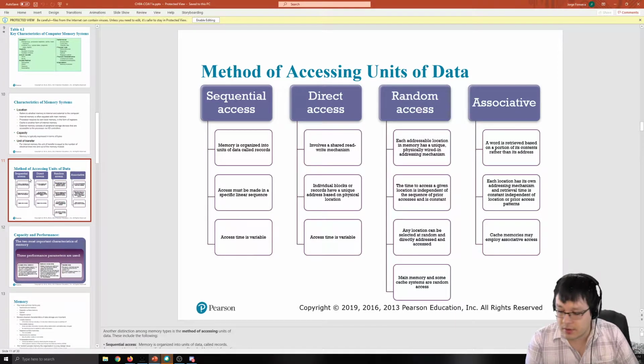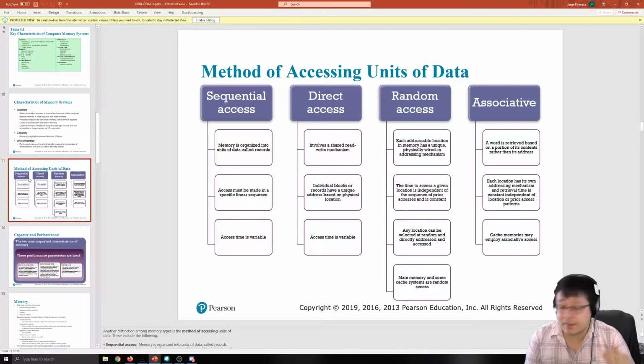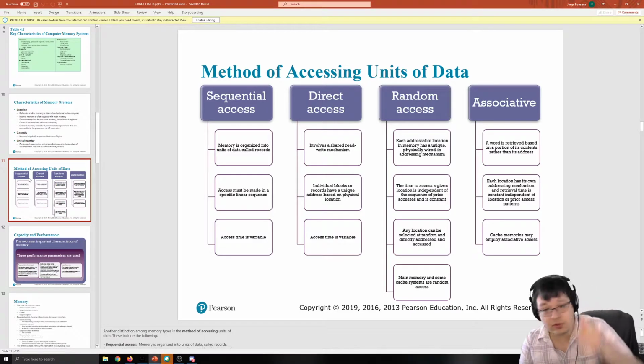What is the data structure of it, and how can we get a specific piece of information that we want? One of the simplest ways of storing things is in a sequential way, which you can think of like an array. They're called records, actually. Memory is organized into units of data called records. The way that you access something in this sort of system is you have to traverse the thing, like you're doing a linear search.